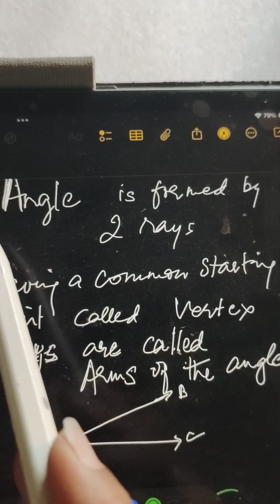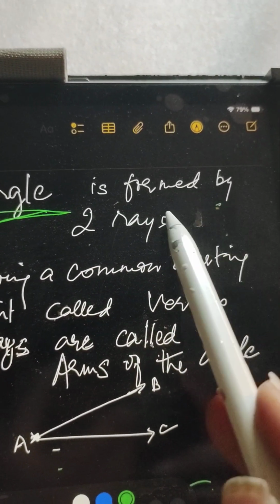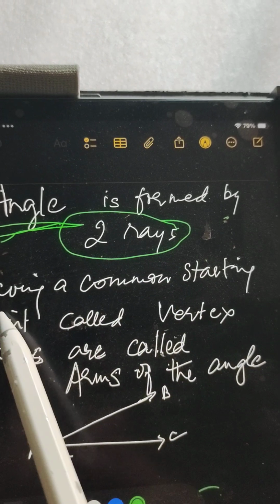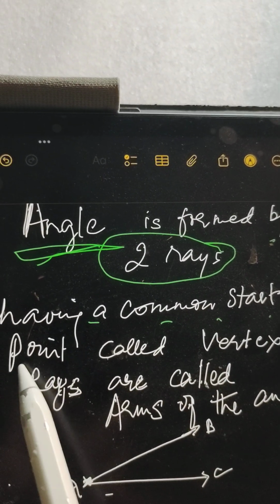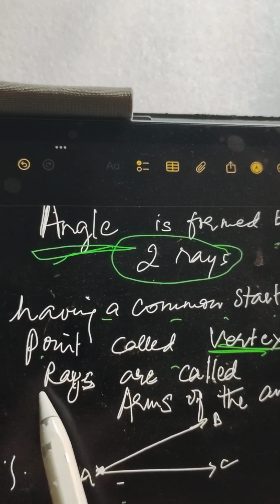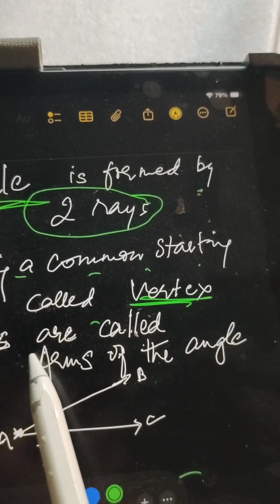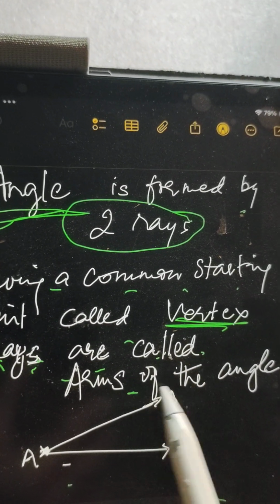Let me talk about angle. What is an angle? It is formed by two rays that have a common starting point called the vertex. Now, and what are rays? Rays are called the arms of the angle.